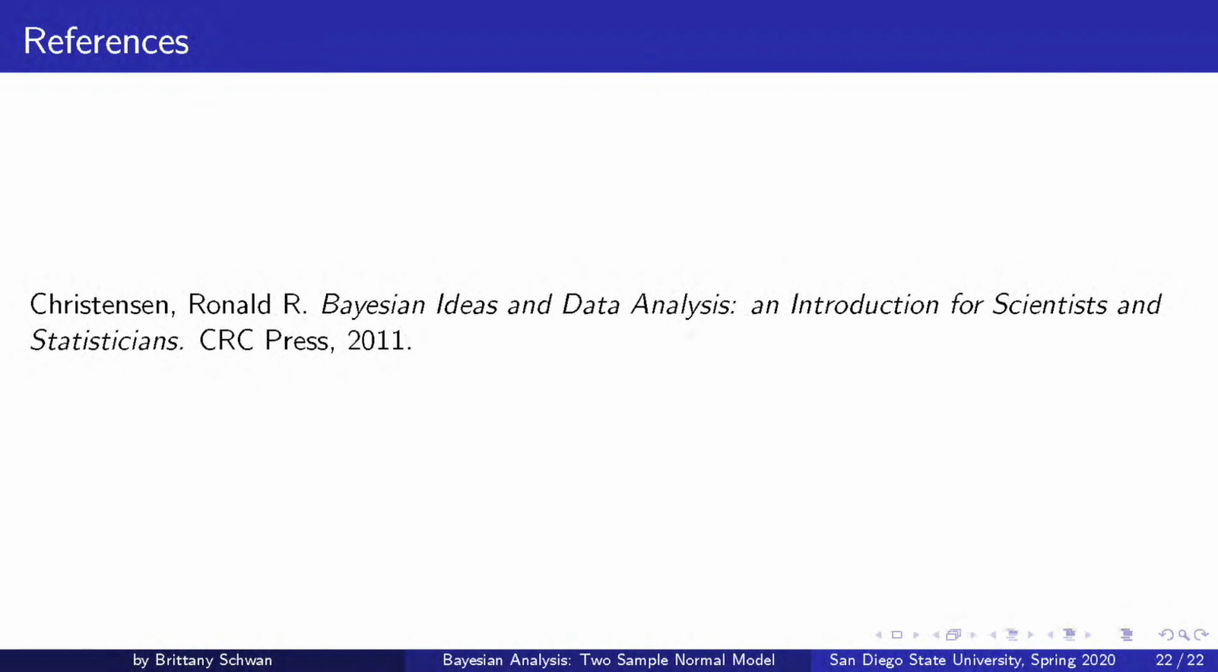That's the end of our discussion on the Bayesian approach to two sample normal models. The information here and more in-depth information can be found in the book Bayesian Ideas and Data Analysis.